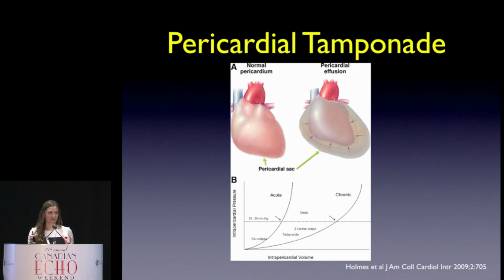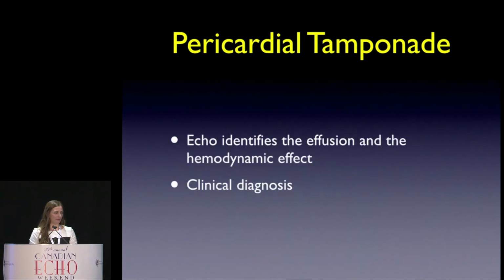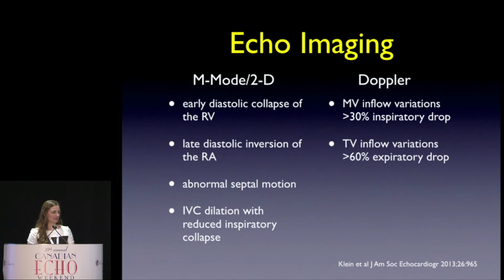So a little bit different than the physiology of constriction. And so what we will get is enhanced interventricular dependence, as well as we have to have increased filling pressures in order to try to preserve filling and maintain cardiac output. So echo looks at the effusion and the hemodynamic effect, but remember, tamponade's a clinical diagnosis.